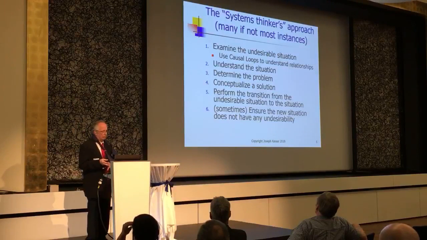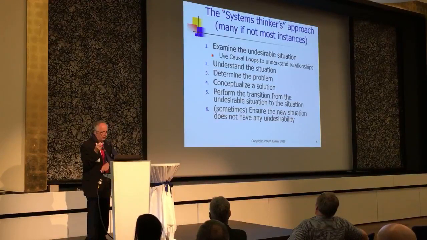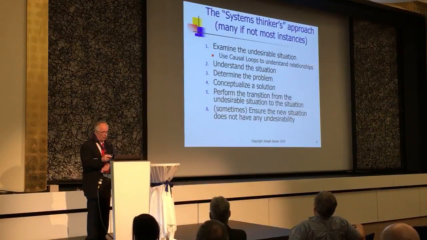The systems thinker's approach, in many instances, is different. Examine the undesirable situation, and here we say, don't use lists, use causal loops. Understand the situation, determine the problem, conceptualize the solution, perform the transition, and sometimes ensure the new situation doesn't have any undesirability. That's an improvement.